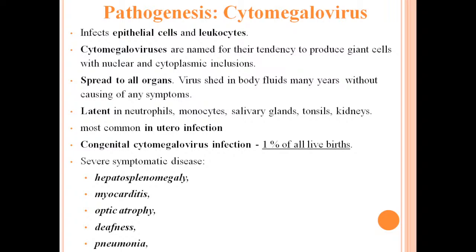Cytomegalovirus spreads to all organs. The virus is shed in body fluids for many years without causing any symptoms. So if it enters the human organism, it is latent. It is preserved for all life. It is latent in neutrophils, monocytes, salivary glands, tonsils, and kidneys. Cytomegalovirus is the most common in utero infection, when it infects the baby intrauterine if the mother is infected. Congenital cytomegalovirus infection occurs in 1% of all live births.